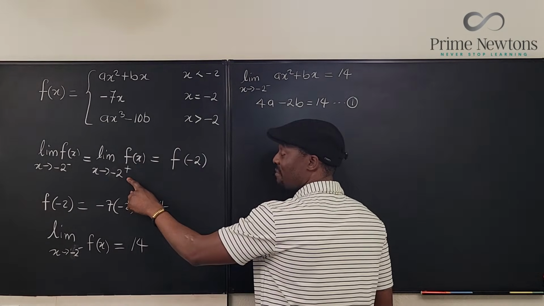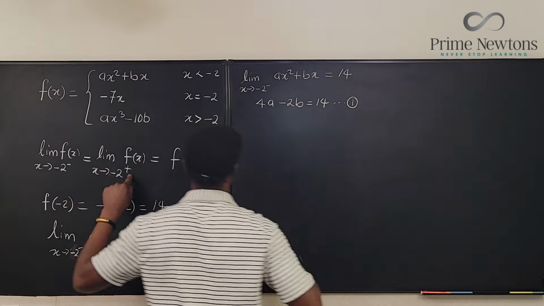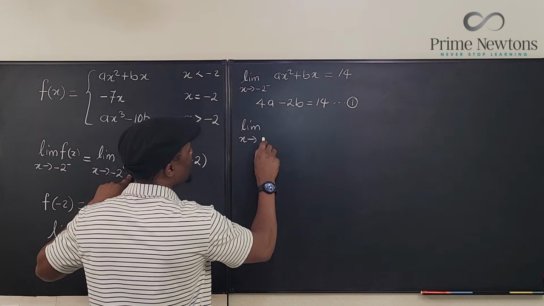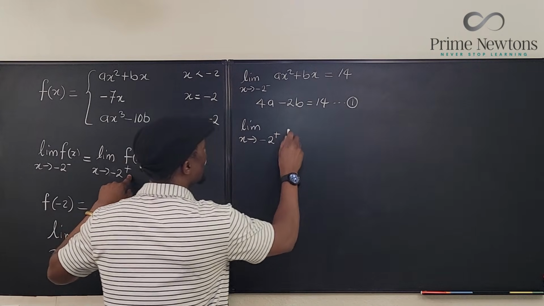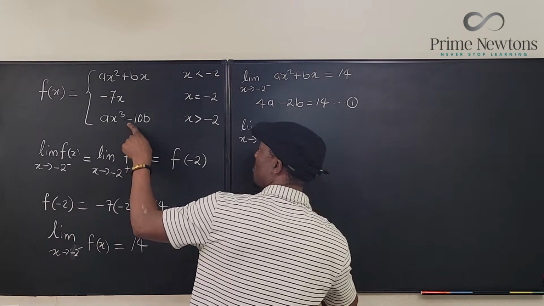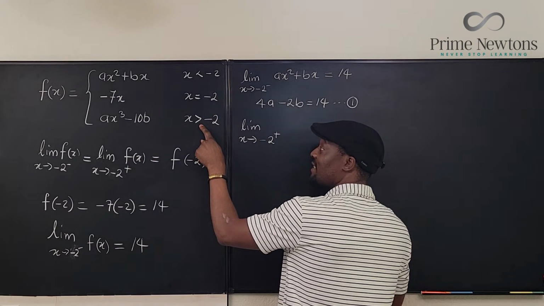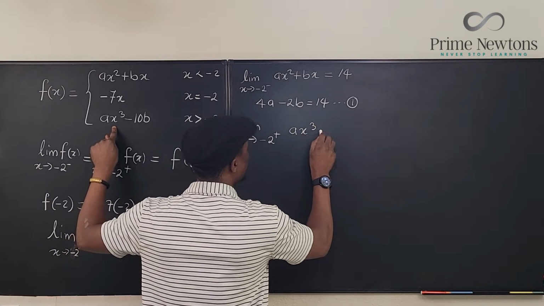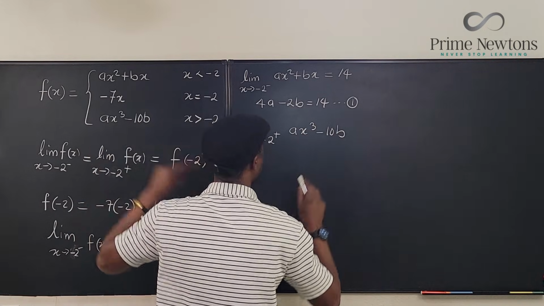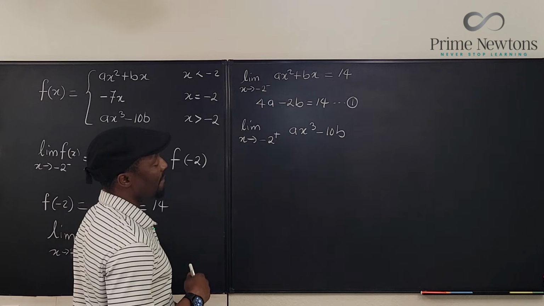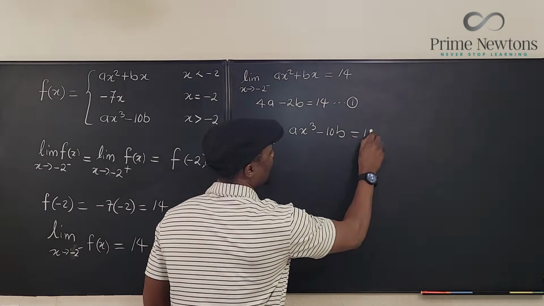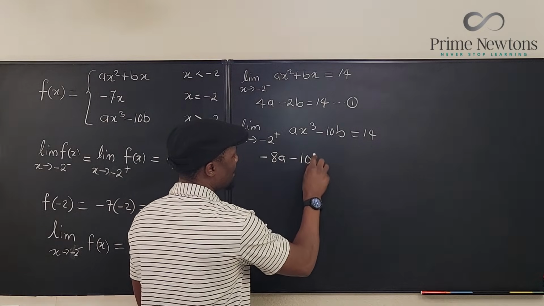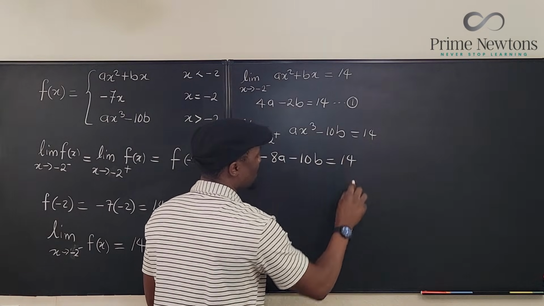So you do the same thing. You're going to approach -2 from the right. So you use this function, and you take the limit as x approaches -2 from the right of, what's the function? We're going to be using this because we're getting values of x that are greater than -2. So it's going to be ax cubed minus 10b. And what would that give us? It gives us equals 14 again. Don't forget. So it's going to be -8a minus 10b will be equal to 14.